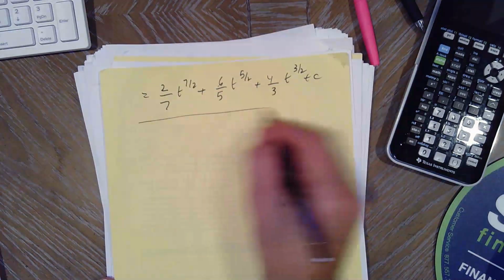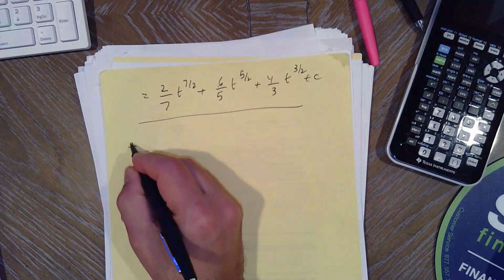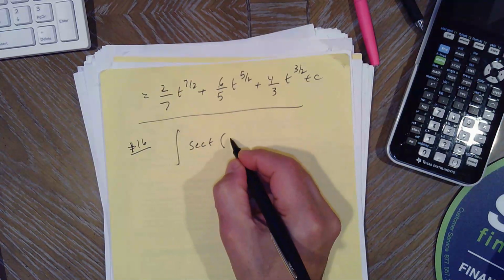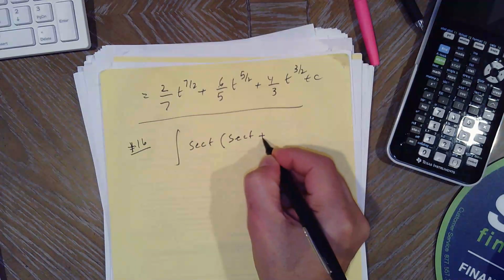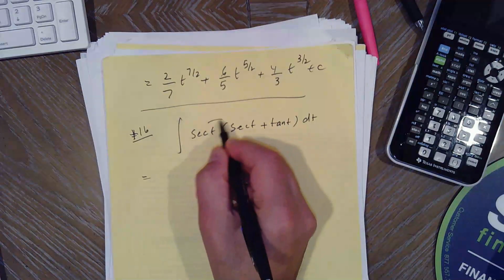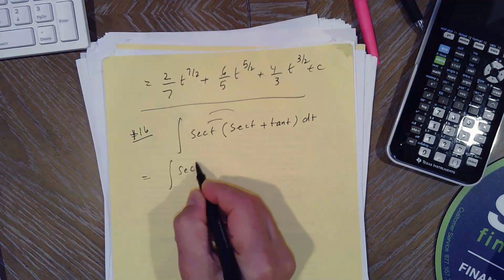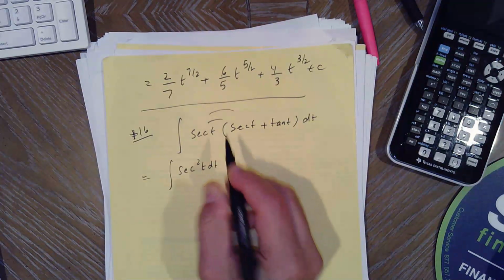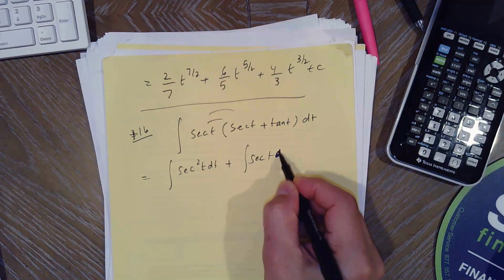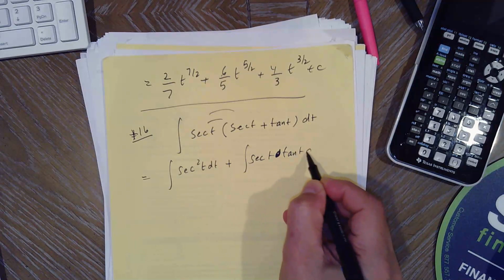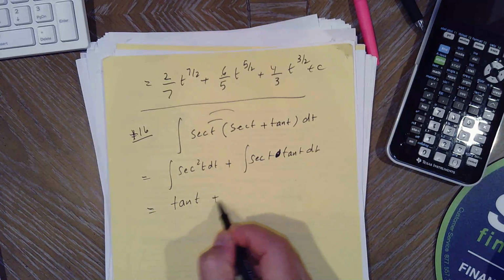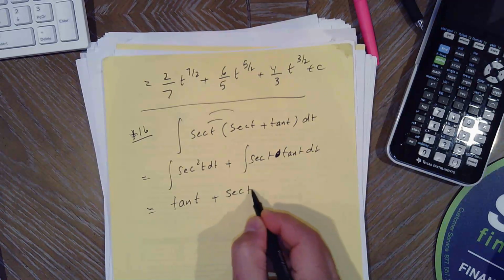Okay, number 16. Integral of secant t times secant t plus tangent t dt. So if we distribute, we get integral of secant squared t dt plus integral of secant t tangent t dt. Integral of secant squared is tangent t, and secant tangent is secant t, plus c.